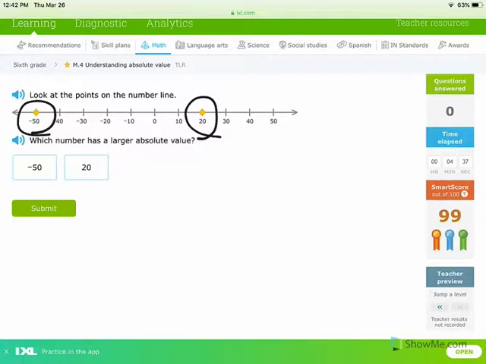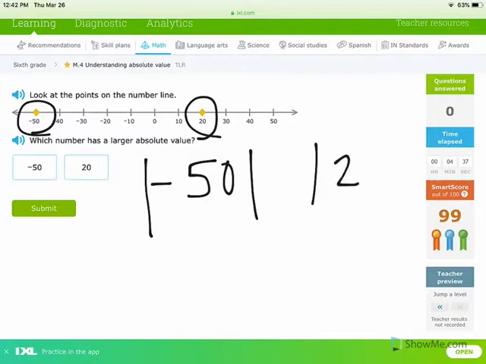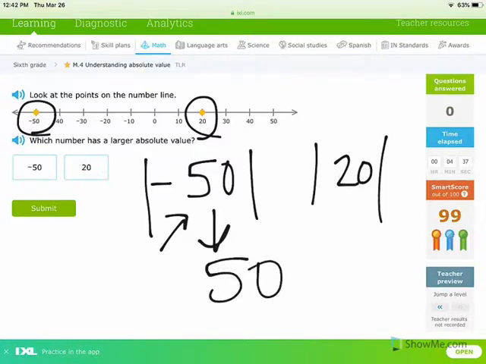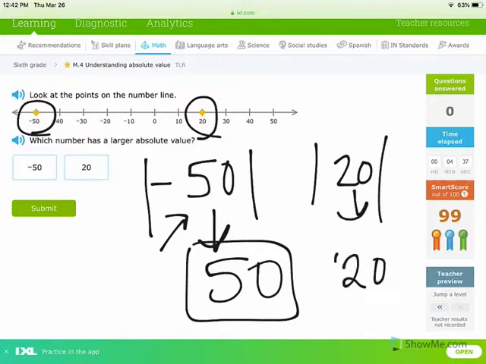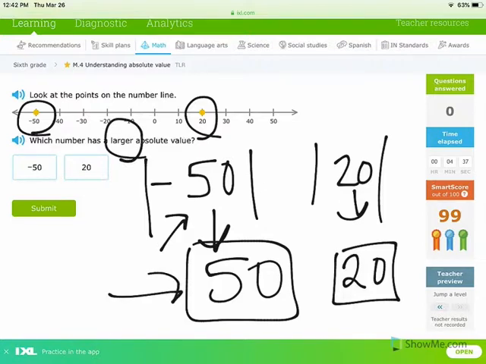Okay, I hope you're ready. You can write it all the way out, which I suggest, just so you don't get confused. So we have the absolute value of negative 50. We know what absolute value means. It's distance away from 0. And because it's distance, it always has to be positive. So that's the absolute value of 50. And the absolute value of 20 is 20. The larger number is 50, which goes with that negative 50 there.